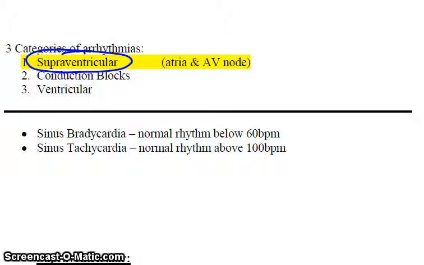So supra means above, so these are arrhythmias that originate above the ventricles. So specifically, we're talking about the atria because the atria are above the ventricles, and the AV node, which is also above the ventricles. And also at this time, I'd like to mention that the AV node area is also referred to as the junctional area. So AV node and junctional area are the same thing.